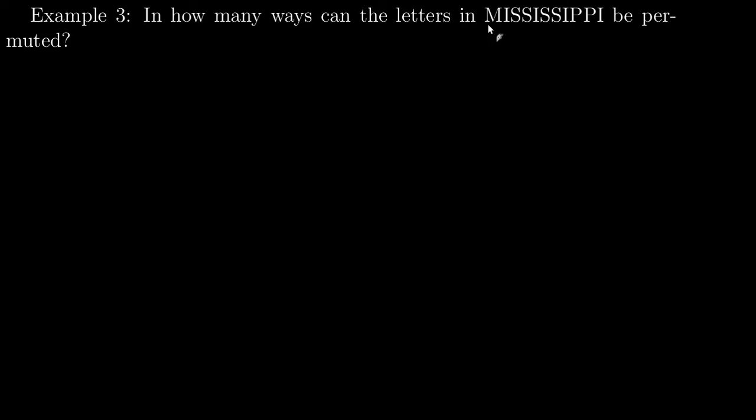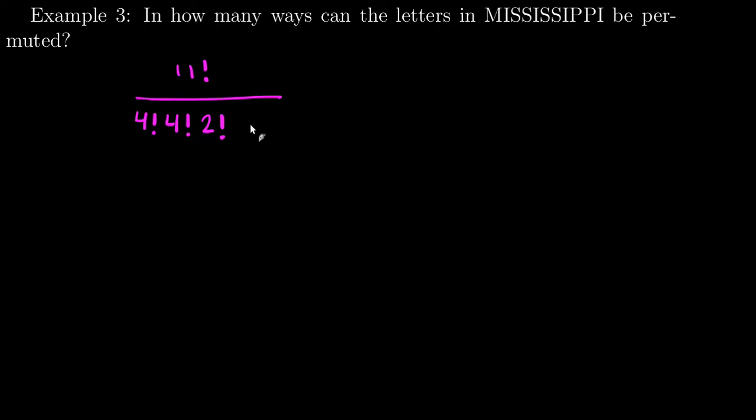In Mississippi, there are 11 letters. So I have 11 factorial. And a bunch of repeats. So m only appears once. I could put a 1 factorial. I don't need to. I repeats itself 4 times, so I have 4 factorial for the i's. S repeats itself 4 times, 4 factorial for the s's. P repeats itself twice, 2 factorial for the p's.